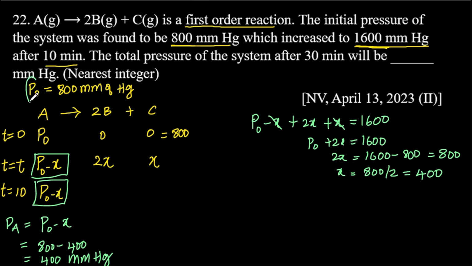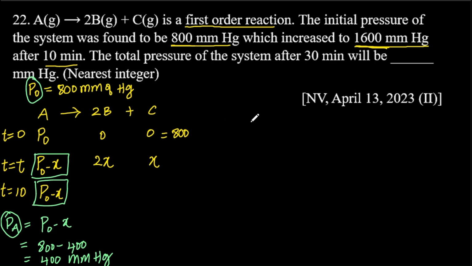So we got the value of P0, we got the value of PA. With that we can find the rate constant for this reaction. So the rate constant for a first order reaction is given by rate constant equal to 2.303 divided by T into log of initial pressure of the reactant by the partial pressure of the reactant at any time.